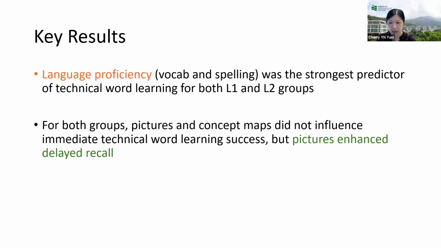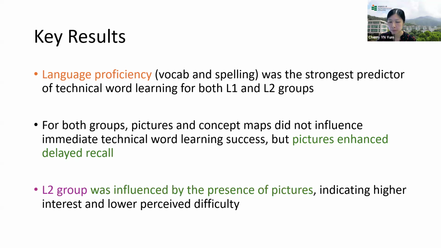However, pictures enhanced delayed recall, and this is across both L1 and L2 groups. And finally, this is in line with our prediction. We see that the L2 group was influenced by the presence of pictures in their affective ratings. So they indicate higher learning interest and lower perceived difficulty, only for pictures, but not for concept maps.